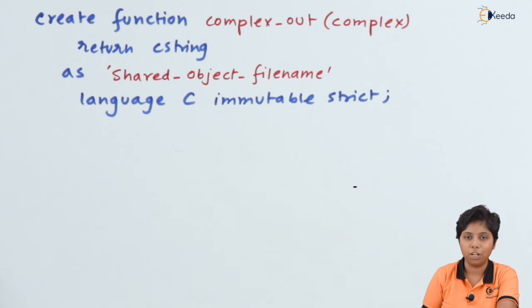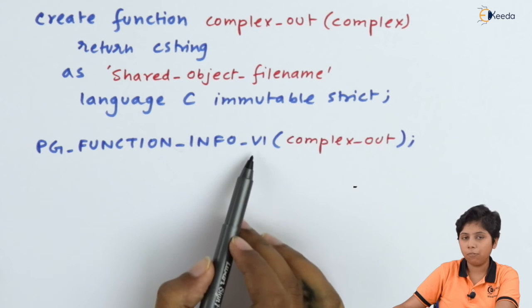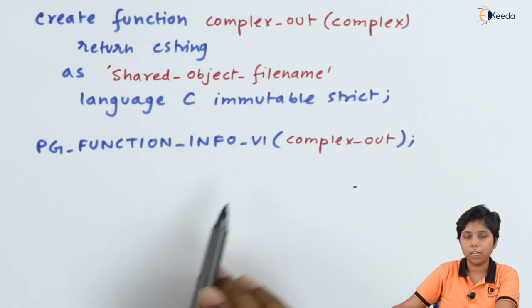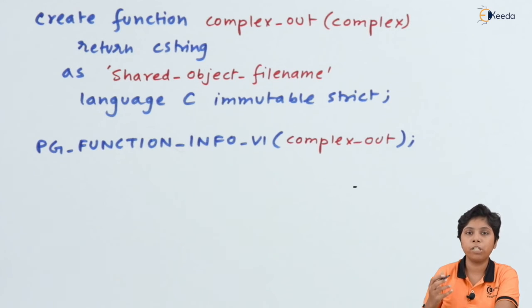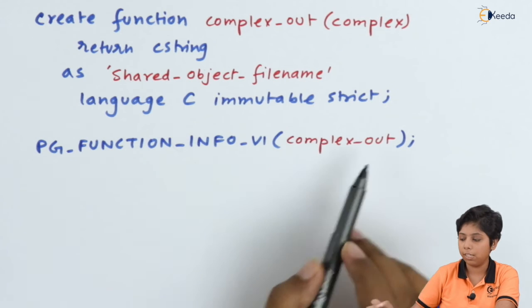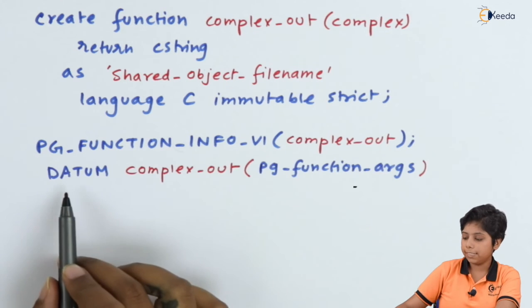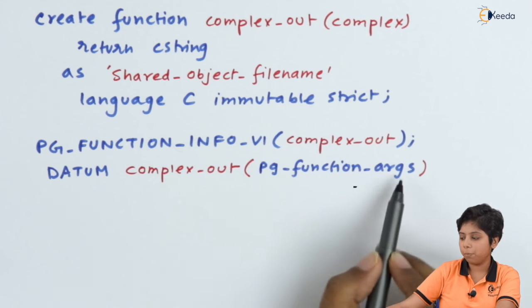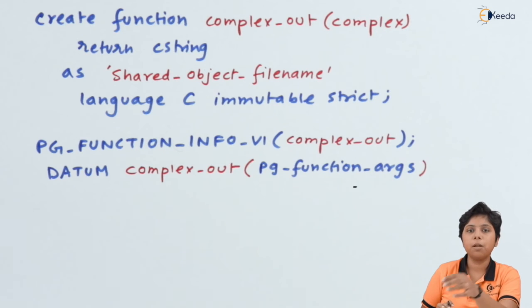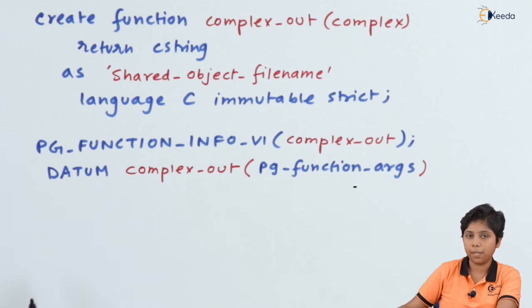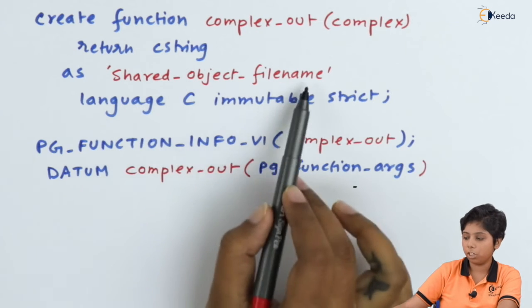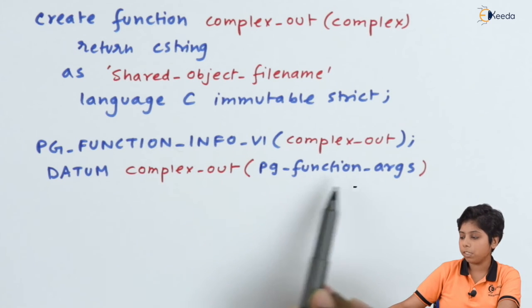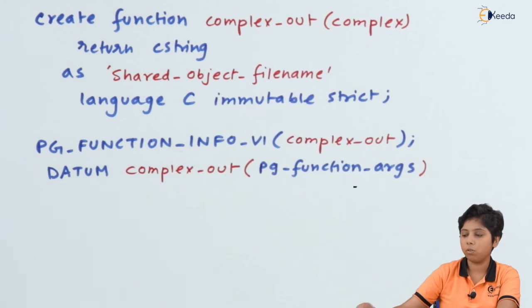Now we will define the function. So PG_FUNCTION_INFO_V1 is the function info, the function that we will have as a procedure in PostgreSQL for this complex_out. Next is the data for the complex_out. It is the PG_FUNCTION_ARGS. That means the PostgreSQL function arguments that we are using as the argument to this complex_out and returning this shared object file name. So why are we using PG_FUNCTION_ARGS? Because we have used a complex data type here, which is an argument of PostgreSQL type.